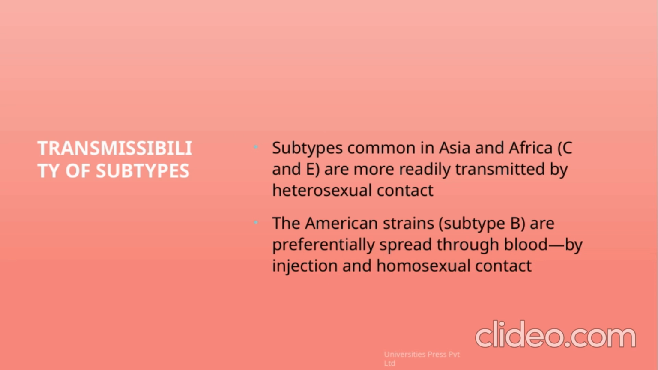On the other hand, in the United States, the predominant strain is subtype B. This strain tends to spread more through blood-to-blood contact, such as through injections or homosexual contact. Understanding these differences is crucial because it helps us tailor prevention strategies that are specific to the dominant subtypes and transmission routes in each region. Overall, recognizing how different HIV subtypes spread highlights the importance of targeted public health interventions, and it brings us a step closer to controlling the epidemic globally.